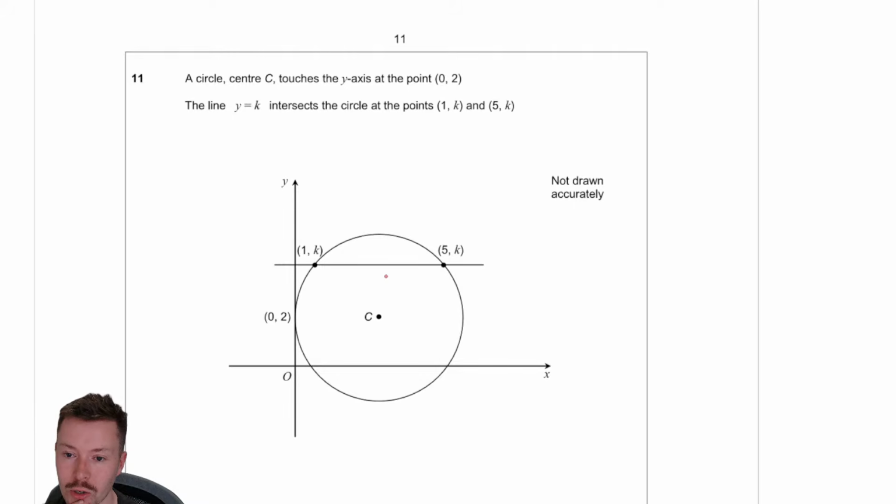Circle centre C touches the y-axis at the point (0, 2). Okay, right. So we know that is at a height of 2. We know the length. Actually, no, we don't know. So that is at 0, that is at 2. So this is at a height of 2. We know the radius has got to be more than 2.